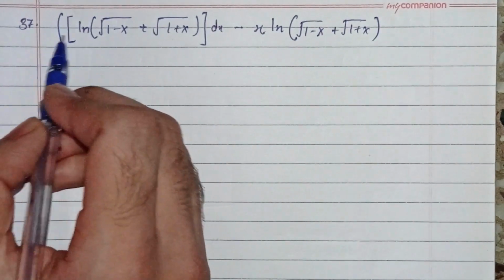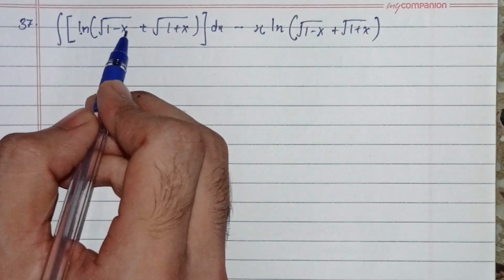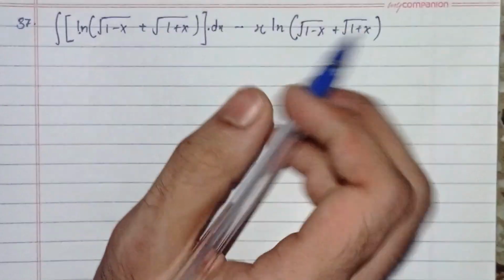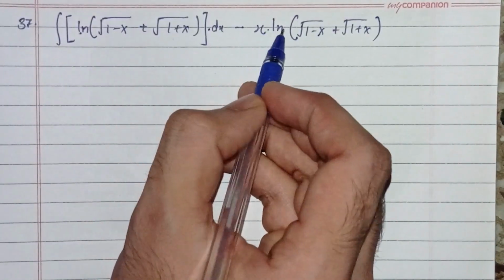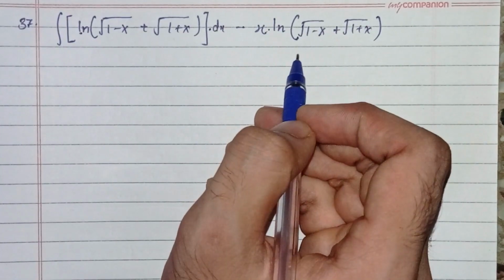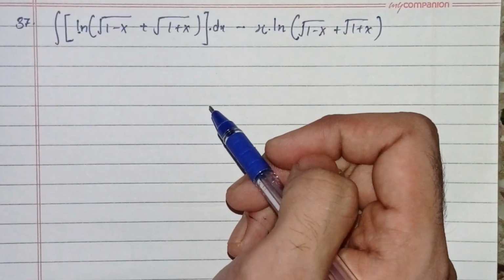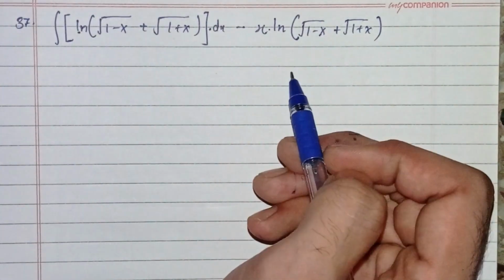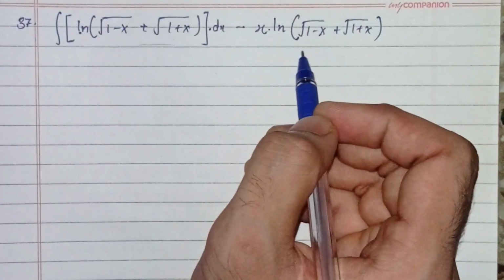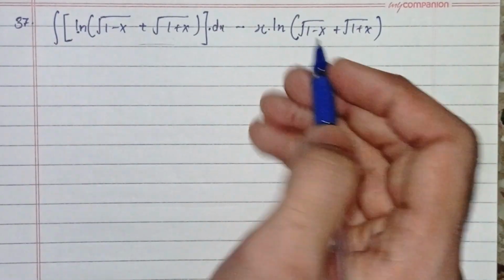So the question we have is the integration of ln(√(1−x) + √(1+x)) dx minus x·ln(√(1−x) + √(1+x)). So to solve this question, I have to integrate the first part and then subtract this part from it.